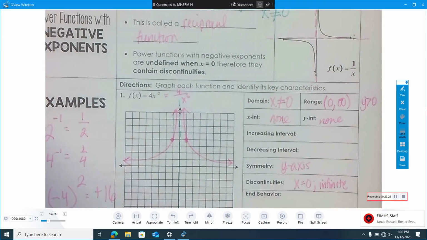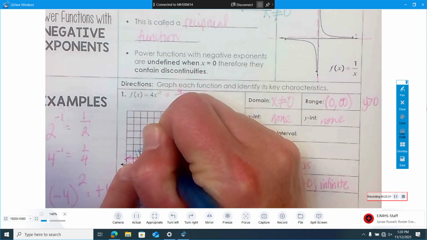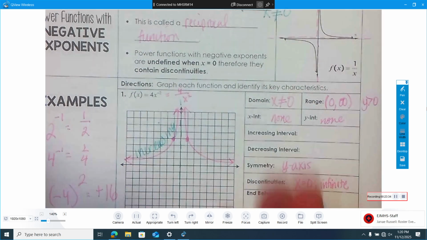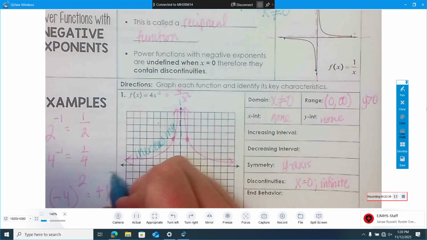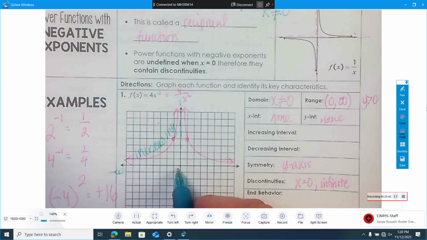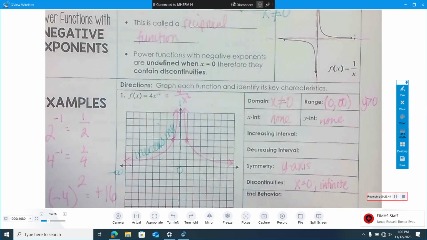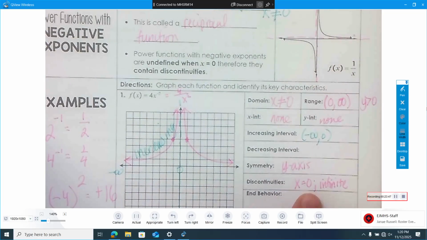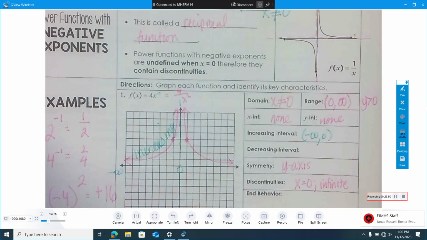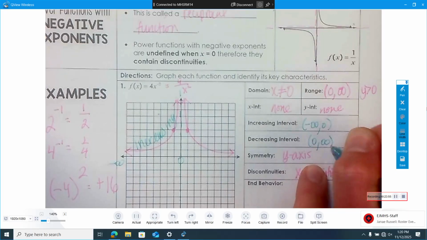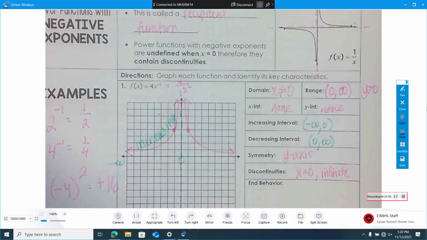What's the increasing interval? The left portion here is increasing, going uphill. So over what x values does that occur? Negative infinity to 0. Good. Negative infinity to 0, but we don't want to include the 0 because we can't include the 0. And what's the decreasing interval? 0 to positive infinity. This side is the very fun slide, going downhill.